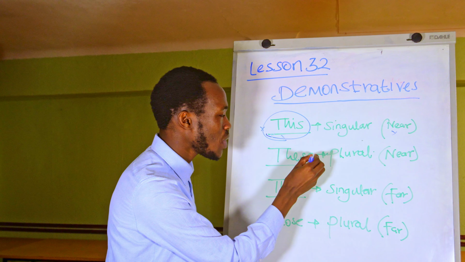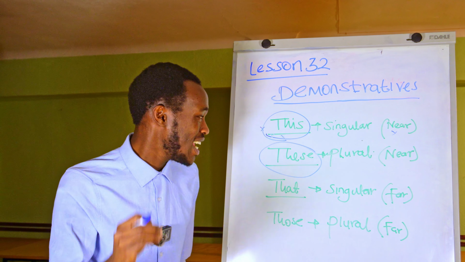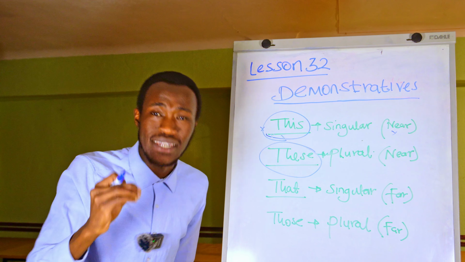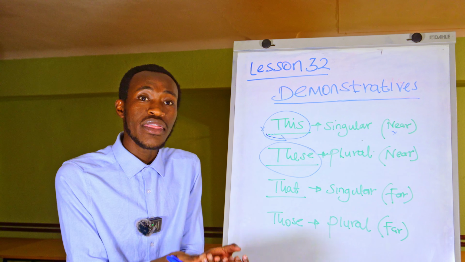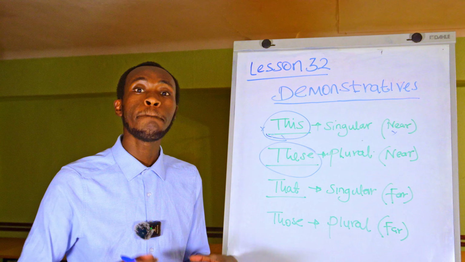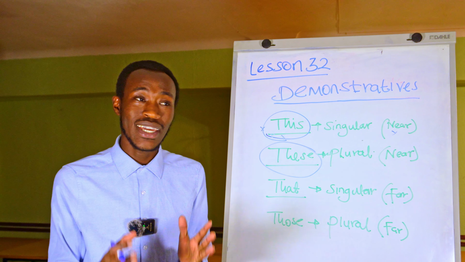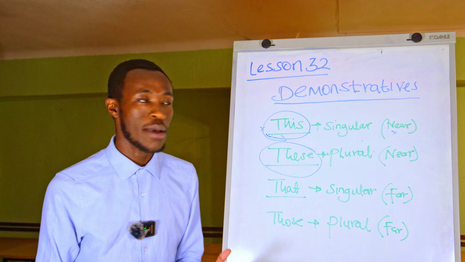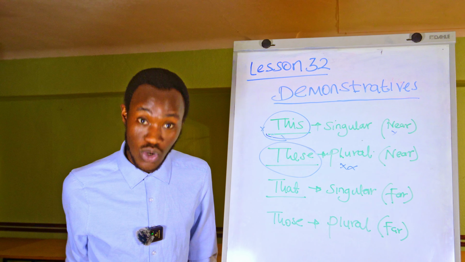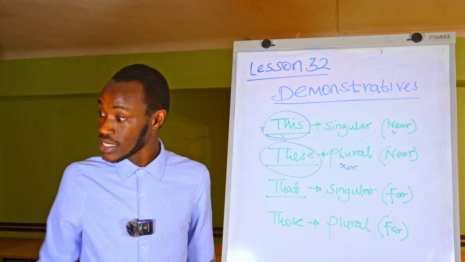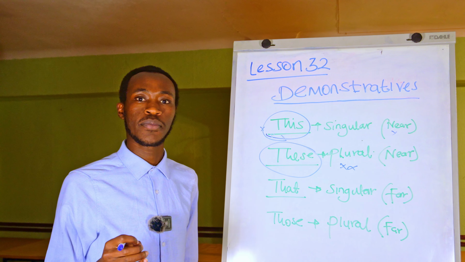Now, let's move to another word. Very confusing. You must be very keen. This is it. These. Now, when we say these, it is in plural. It is not in singular. For example, we can say, and near your proximity, these chairs. I don't know if you noticed something.